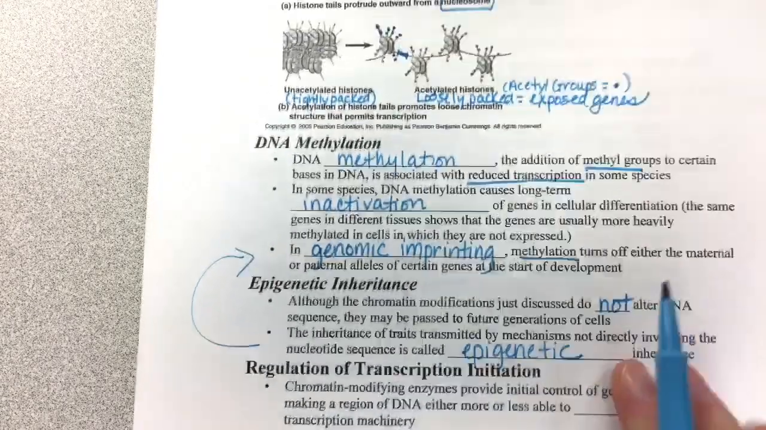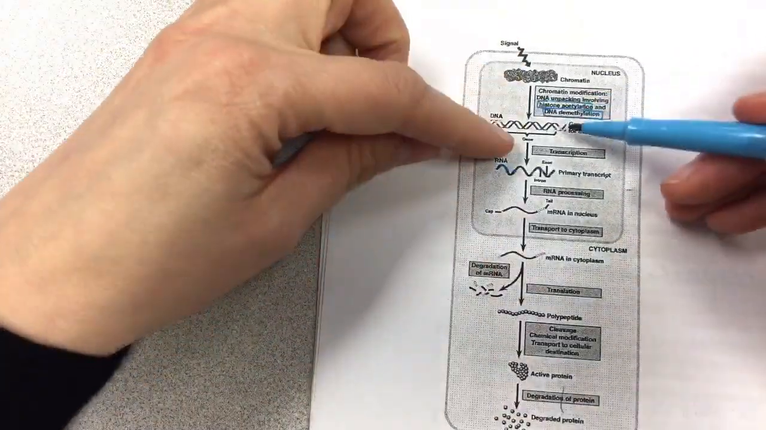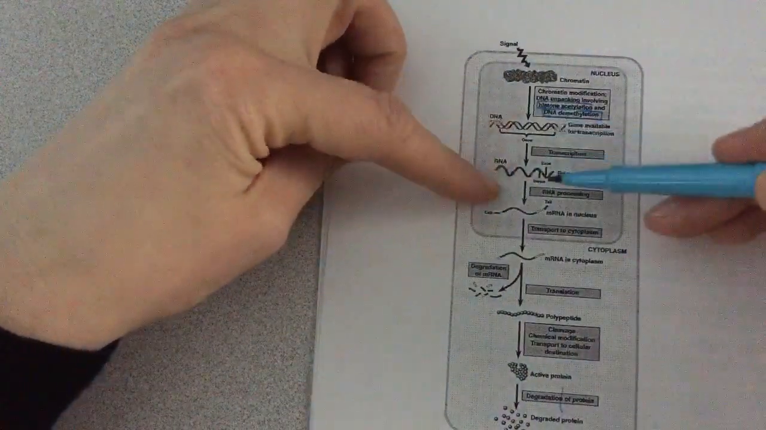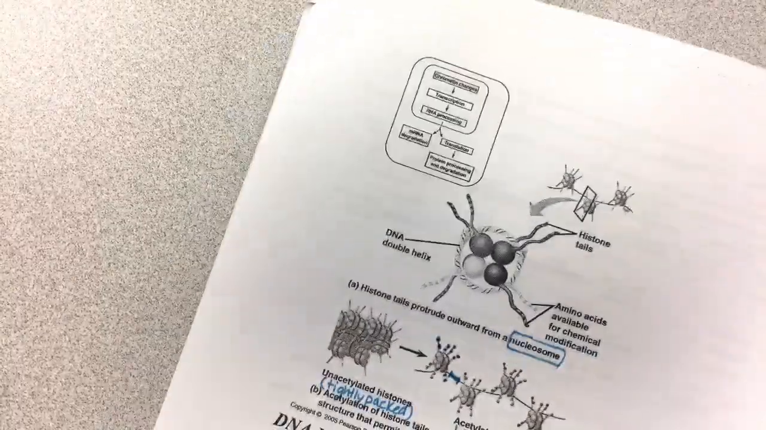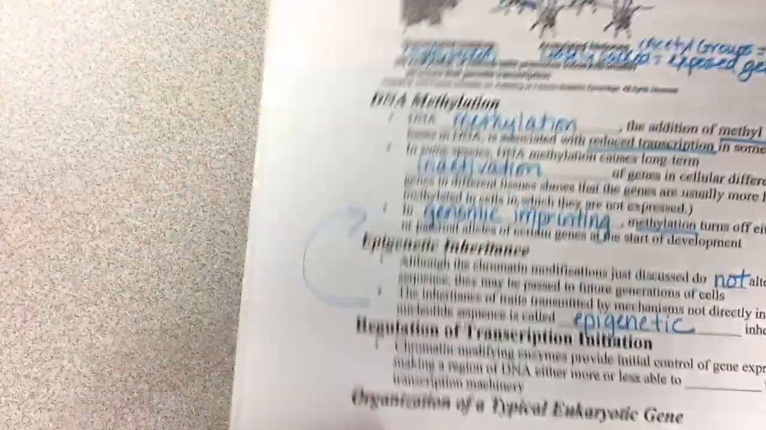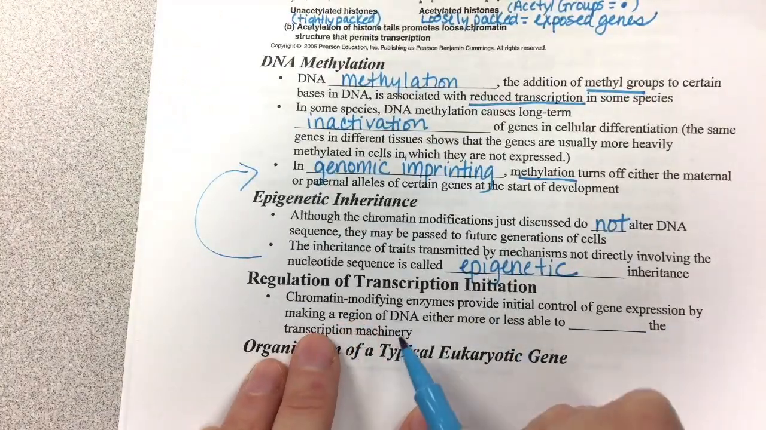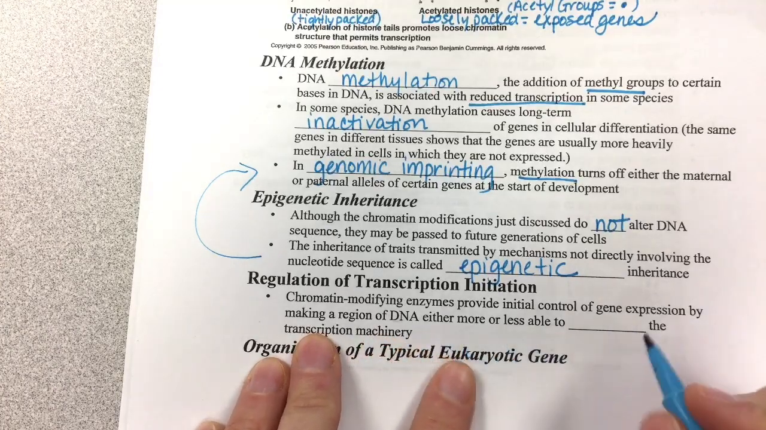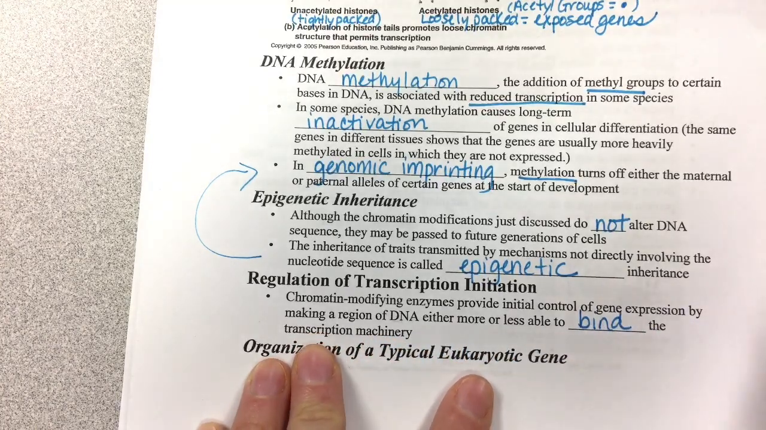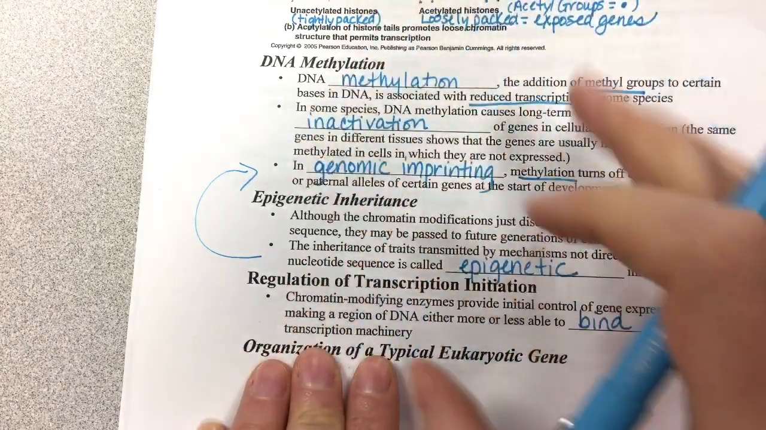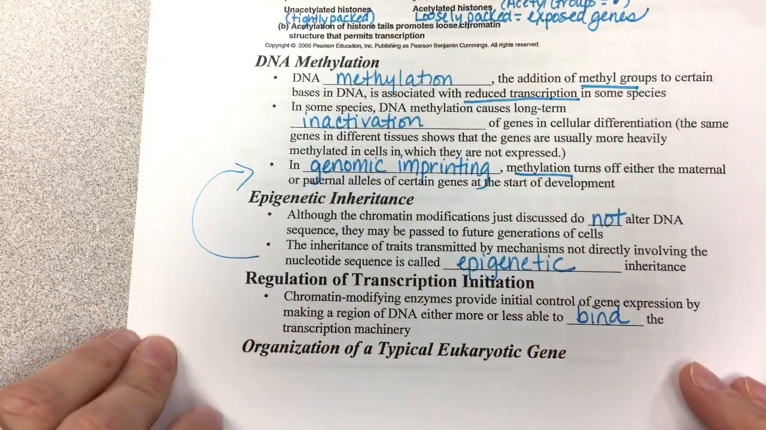Regulation of transcription. So far here we've talked about regulating whether or not the gene is going to be exposed. So next we can regulate transcription. Is the mRNA going to be made from the DNA now that the gene is exposed? So chromatin modifying enzymes provide initial control of gene expression by making a region of DNA either more or less able to bind to the transcription machinery. So remember the promoter region where the transcription factors and everything binds to get RNA polymerase to make your mRNA.